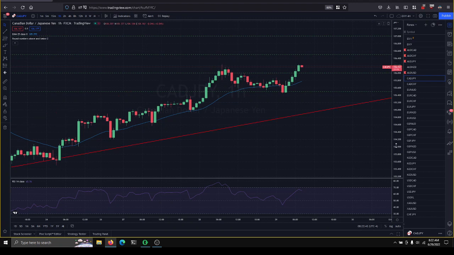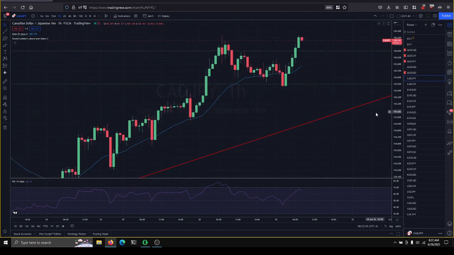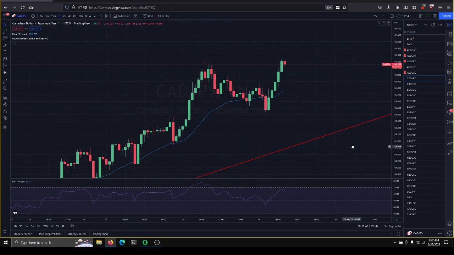Getting ready to make a new high on the CAD yen. Would like a pullback first, then go.